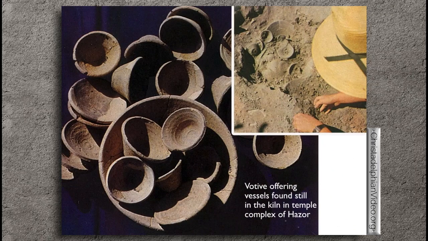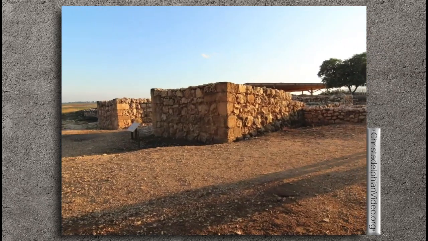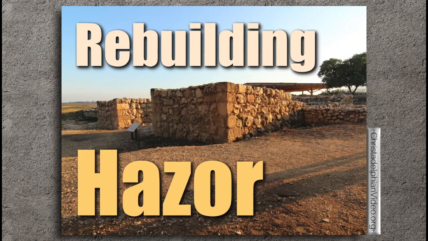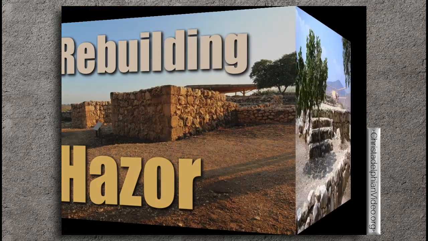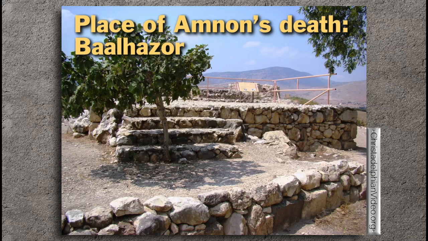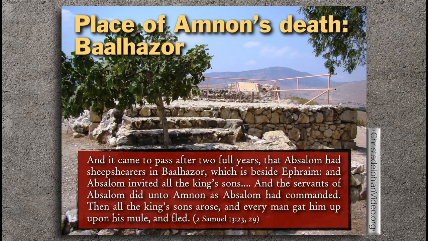And so here's a kiln that they found, still with all the vessels in it from the day when it was destroyed, hadn't been touched for thousands of years, and of course, it would eventually be uncovered. What they found too was that the city of Hatzor was later rebuilt. In fact, it figures elsewhere in the Bible. We read about it in 2 Samuel chapter 13, verses 23 to 29. This is where Amnon is murdered. Remember, Absalom calls a great feast, brings all the king's sons. Well, he brings them to this very place. And it's here in Baal Hatzor that they put Amnon to death. It's the place of his death in 2 Samuel 13, verse 23.